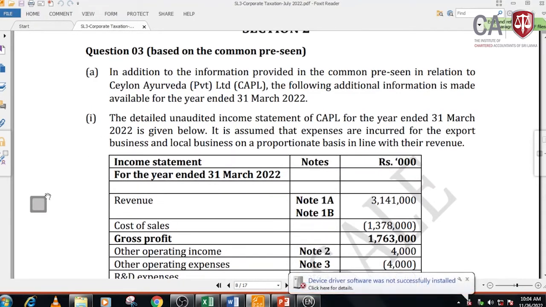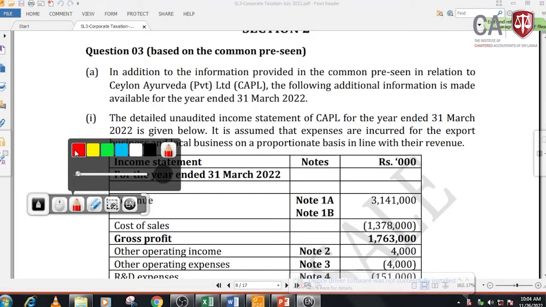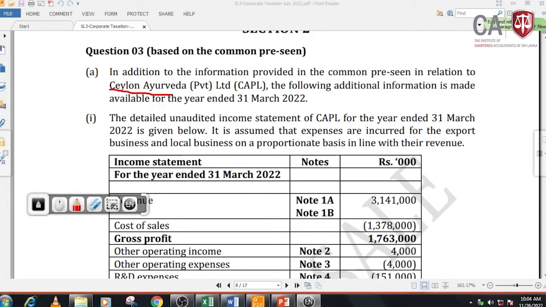Okay. Then in that, what it has mentioned, in addition to the information provided in the common pre-seen in relation to Ceylon Ayurveda Private Limited, the following additional information is made available for year ended 31st March 2022. The detailed unaudited income statement of CAPL for the year ended 31st March 2022 is given below. It is assumed that expenses are incurred.